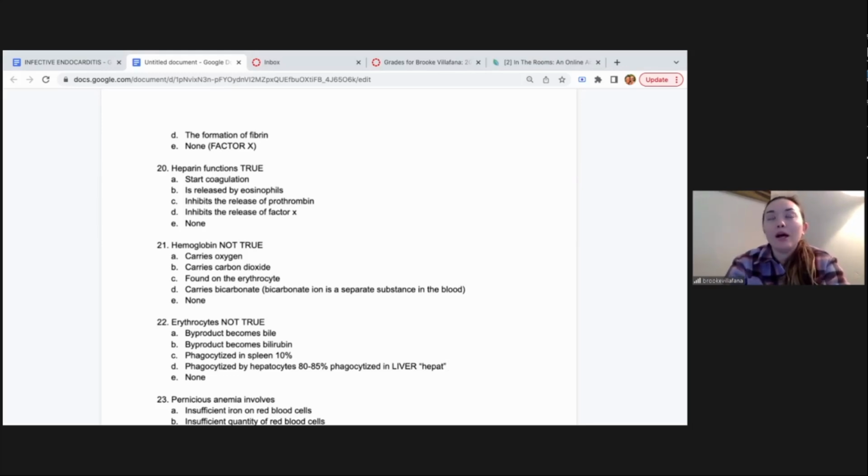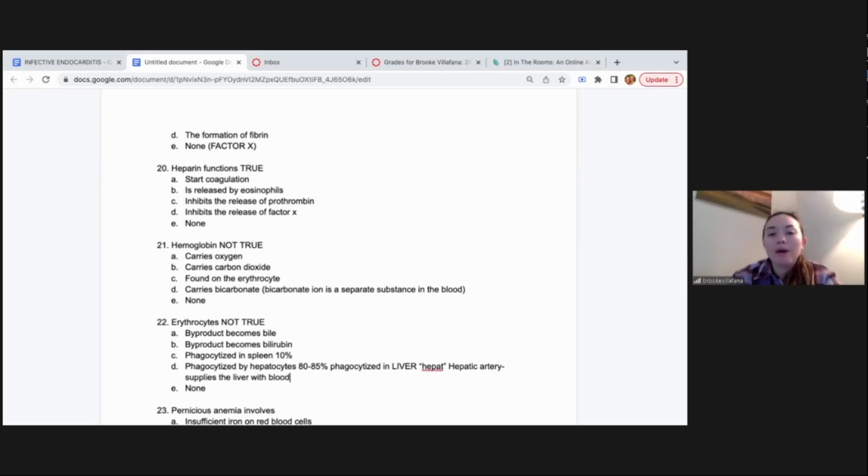So you guys are supposed to know hepatic arteries. What is a hepatic artery? A hepatic artery supplies the liver with blood. So if you see hepatocytes, that means liver cells. So phagocytized by hepatocytes just means in the liver by liver cells. Does that make sense to everyone? So that would be true. D would be true. So E is the correct answer because actually all answers are true.